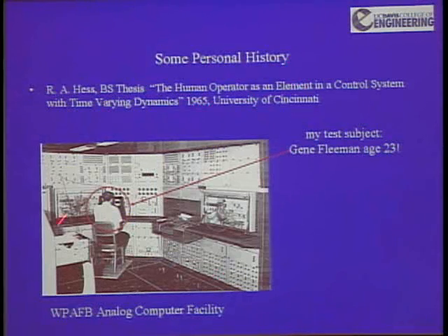This is some work, believe it or not, back in 1965. I was a junior at the University of Cincinnati, and we had to write a bachelor's thesis. I was a cooperative engineering student at Wright-Patterson, and it was an exciting place to be because all these guys doing this fundamental work were coming through there. They were sponsored by the Air Force. And my thesis was called The Human Operator as an Element in a Control System with Time-Varying Dynamics.